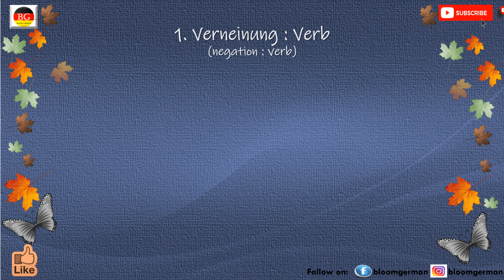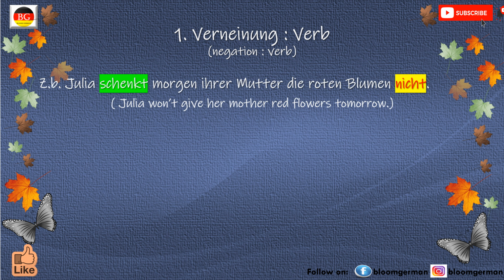First one is Verneinung, the verb. Here we have to negate the verb. That means directly we have to negate the complete sentence. Julia schenkt morgen ihrer Mutter die roten Blumen nicht. Julia won't give her mother the red flowers tomorrow. Note, nicht in the end negates the whole sentence.